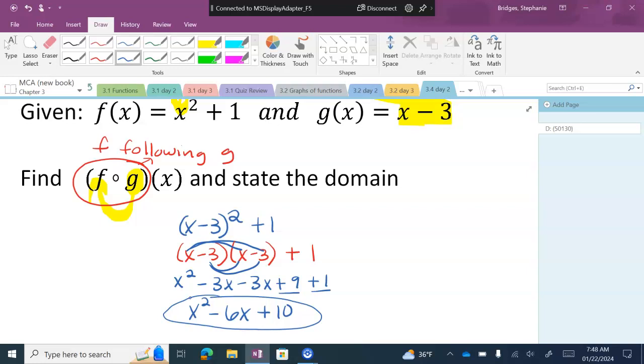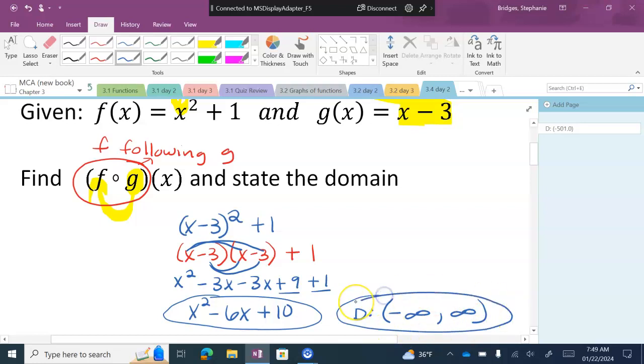And then what we want to do is take a look, keeping in mind any restrictions that we had in the beginning, which we didn't have any. It was all real numbers, so that's okay. Would this composite function require any restrictions? The x squared minus 6x plus 10. No, no fractions, no radicals, so therefore it is going to be a domain of all real numbers. So two-part answer: the composite function and then the domain of the final thing.